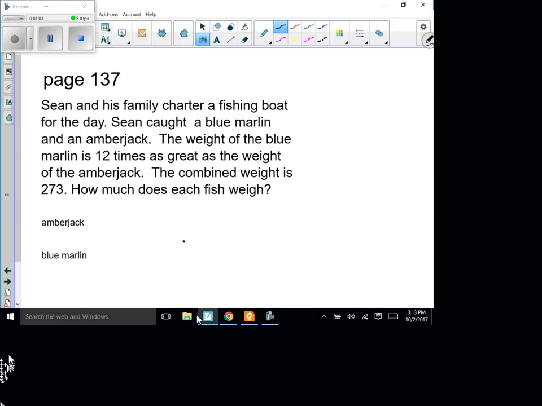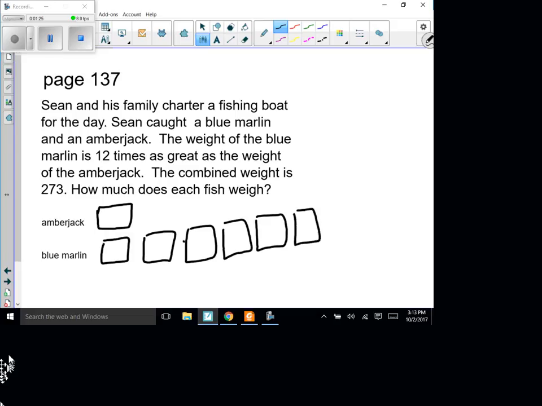So how you start this is basically, we know that you caught an amberjack, and then you caught a marlin that is 12 times the size. So 1, 2, 3, 4, 5, 6, 7, 8, 9, 10, 11, 12. So basically, if we figure out how much the amberjack weighs, we can multiply it by 12 to get them both. But we don't have anything that tells us how much one of them weighs. It doesn't say the amberjack weighs this.